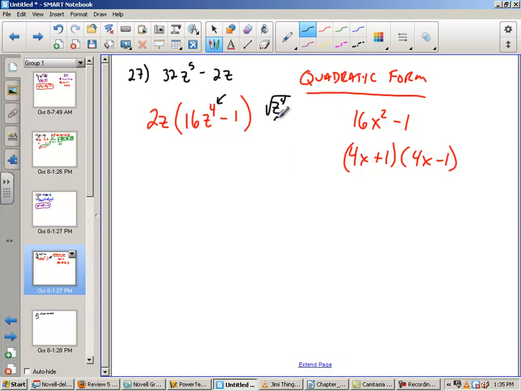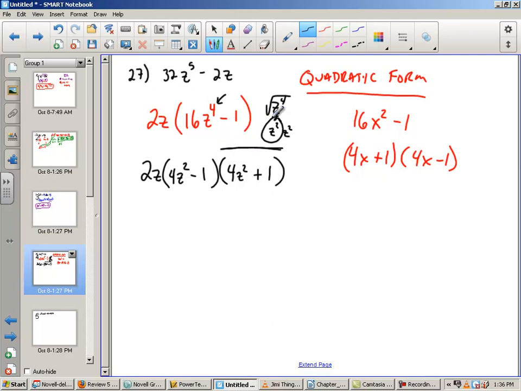Well, actually I do, because remember, I want to say what times itself gives me this value. Well, z squared times z squared is z to the 4th. And so the square root of z to the 4th is actually z squared. So I can do exactly the same thing, I just have a different exponent. I have a higher exponent. So 2z times 4z squared, I get that from over here, minus 1, and 4z squared plus 1.